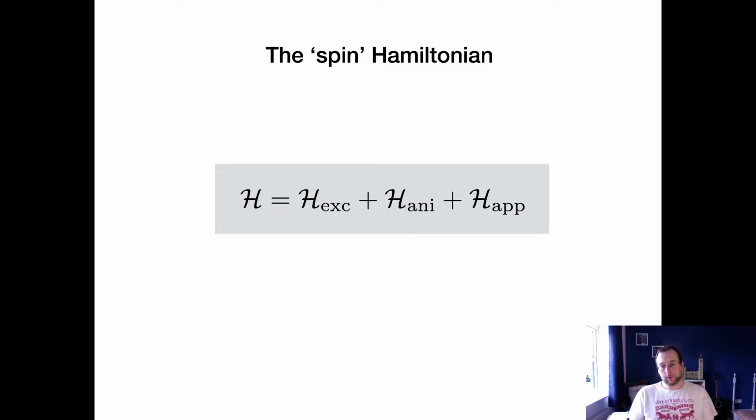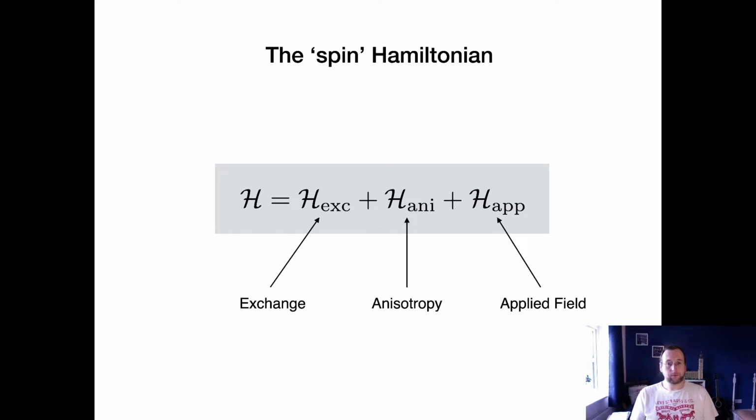For most materials, we consider three main types of interaction. The first is the exchange interaction, which couples neighboring or nearby atomic spins in parallel or anti-parallel directions, and this is the strongest term in a magnetic material. We also have magnetic anisotropy, which allows the moments to align in preferred crystallographic directions. And then finally we have some interaction with an external stimulus, for example, an external magnetic field.